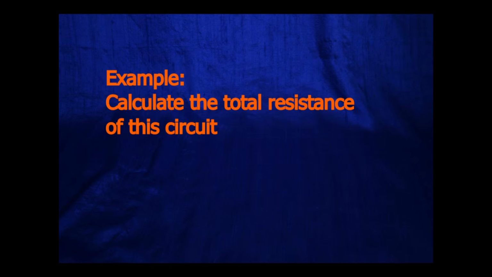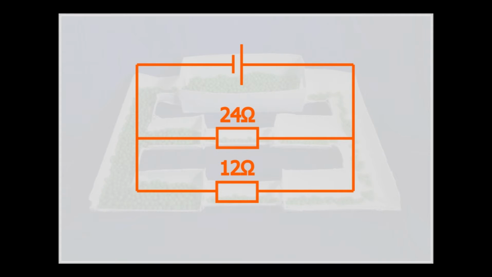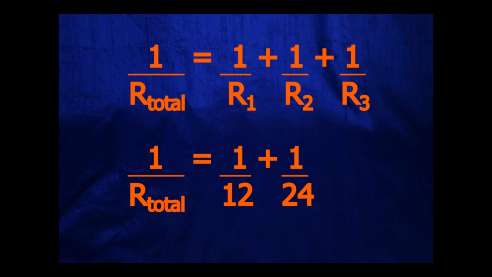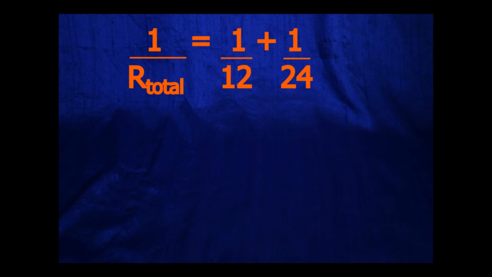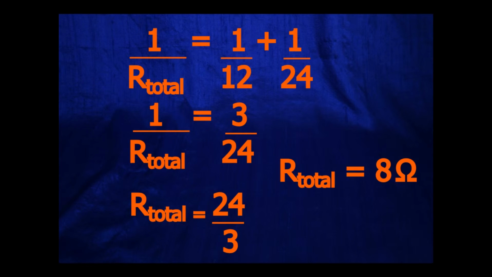Quick example, calculate the total resistance of this circuit. Two resistors in parallel, one is 24 ohms and one is 12 ohms. 1 over R total is equal to 1 over 24 plus 1 over 12. If you're fond of fraction maths, you'll quickly see that 1 over R total is equal to 3 over 24. So R total is 24 over 3. R total is 8 ohms.